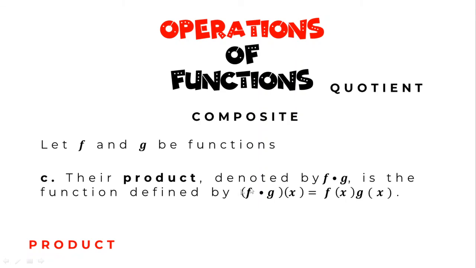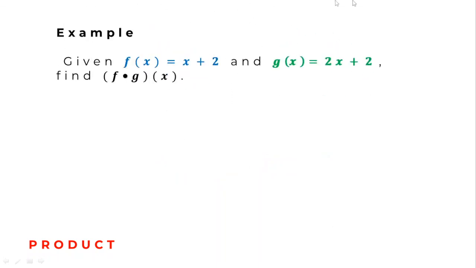Lumaka naman tayo sa product. So their product denoted by f times g. So itong solid na dot na ito, this is times or multiplication. Is the function defined by f times g of x is equal to f of x times g of x. So kahit wala na siyang times or itong ganito, understood na siya na ipag-multiply natin yung f of x and yung g of x. Okay, this is the example. Given f of x is equal to x plus 2 and g of x is equal to 2x plus 2, find f times g of x.